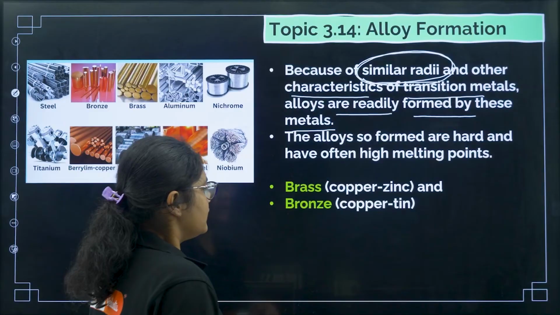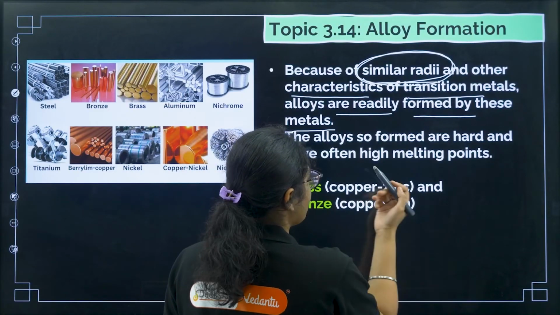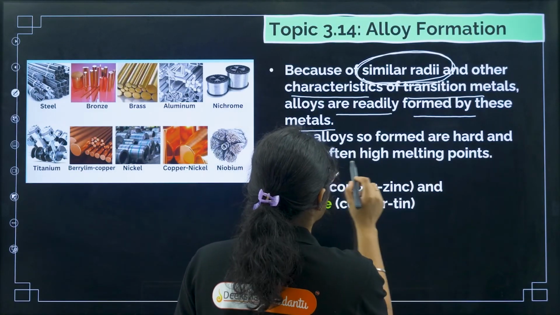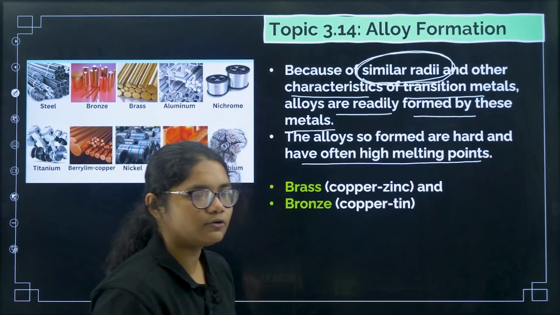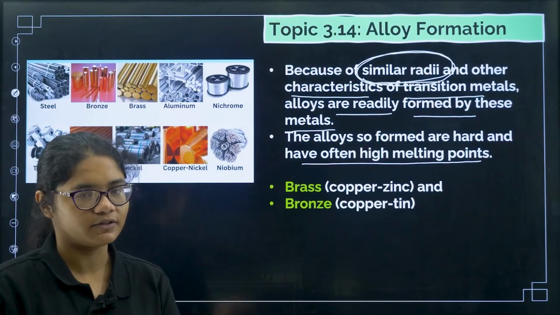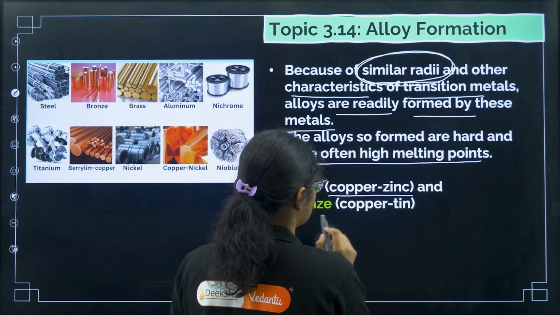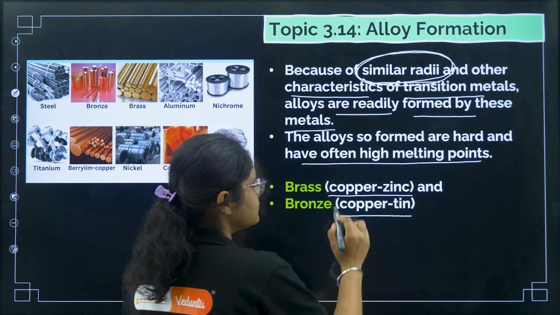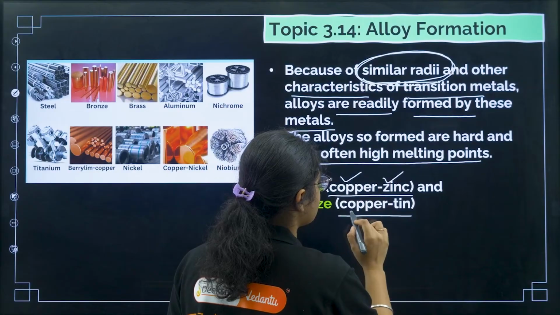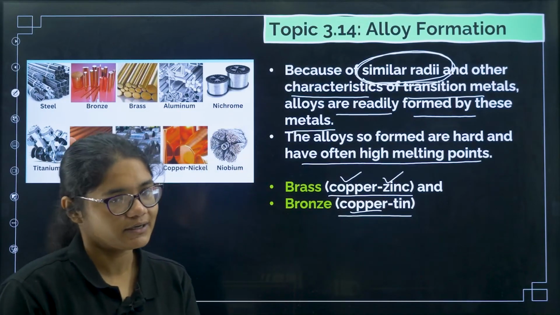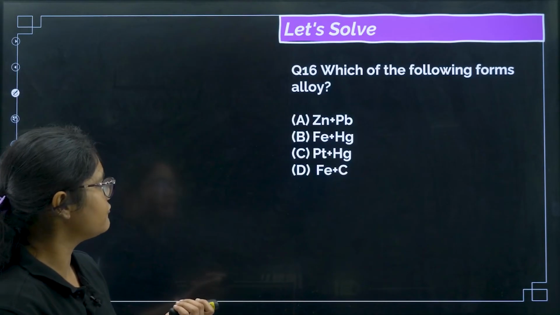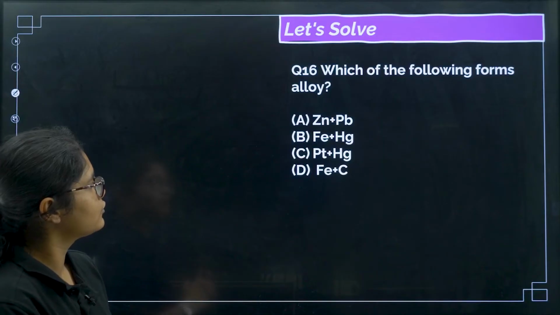Okay, now there is an example here. The alloys formed are hard and often have a high melting point. So, why do we need to form alloys? To improve the properties of the metals. Now, if you see, brass has copper and zinc. For example, bronze is made up of copper and tin. So, you see these all are copper, zinc, these all are your transition elements. Okay, fine. So, now we can go to the next question.